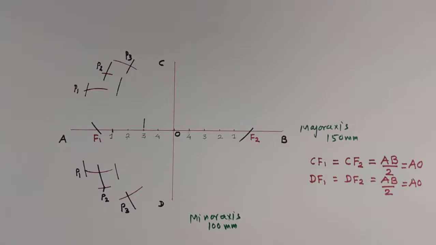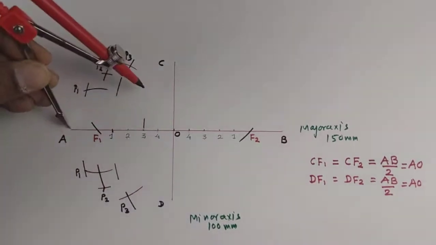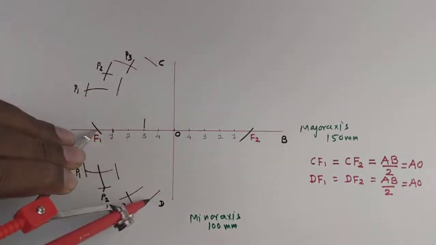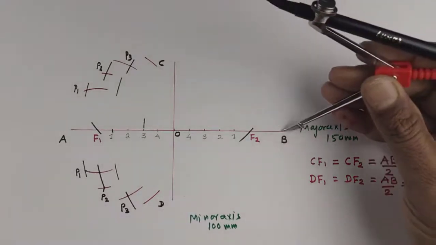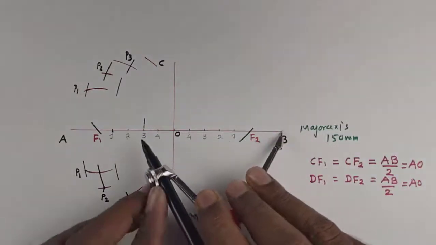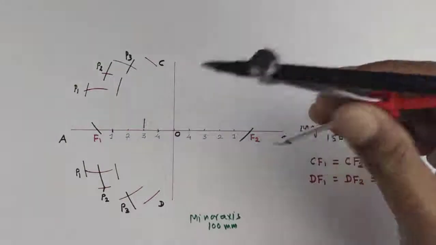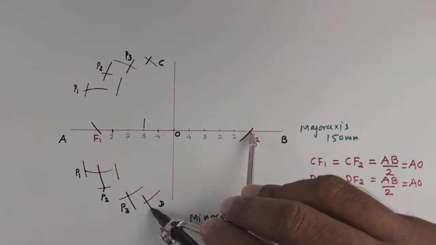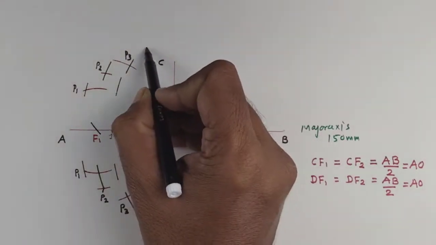Now I choose the A4, F1 center, I draw the arc on both sides. Similarly, choose the B4, same point, center F2, you can draw the arc on both sides. This is your P4.